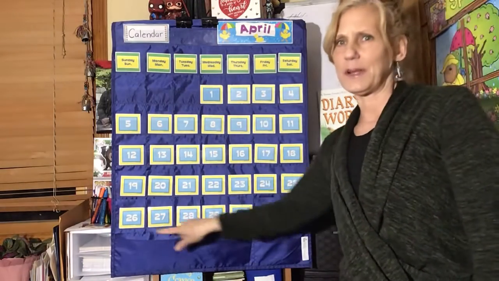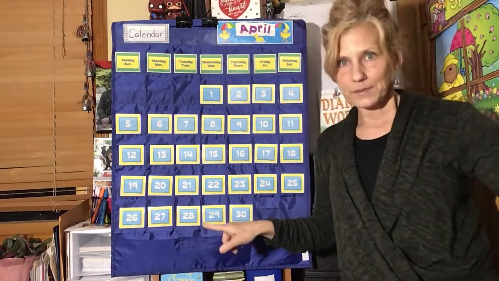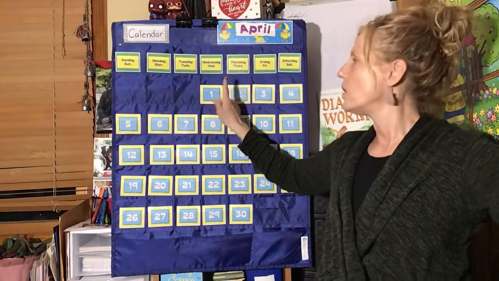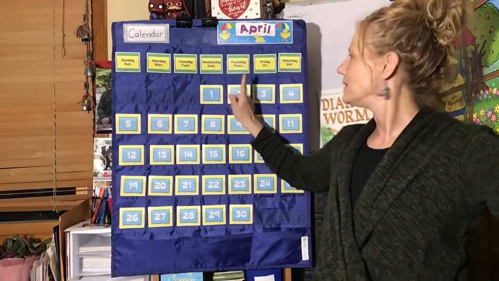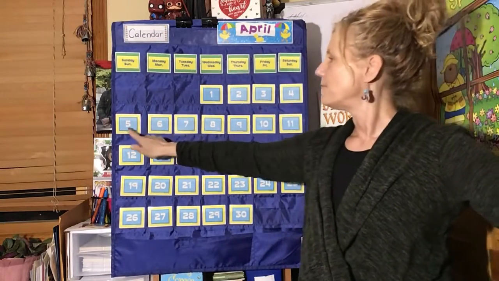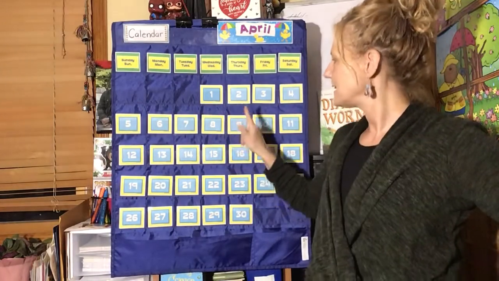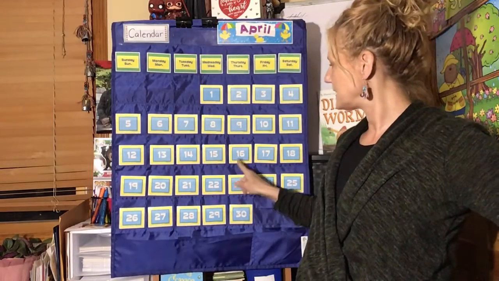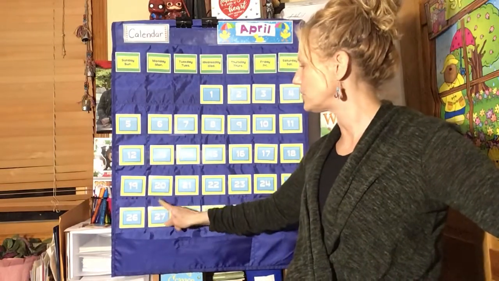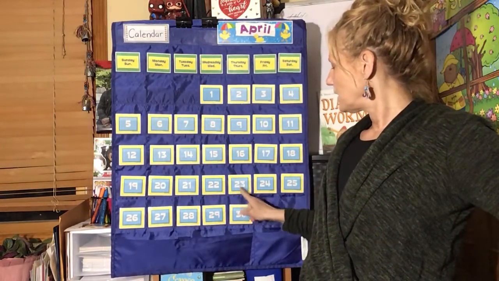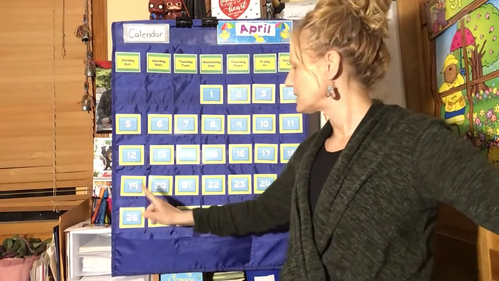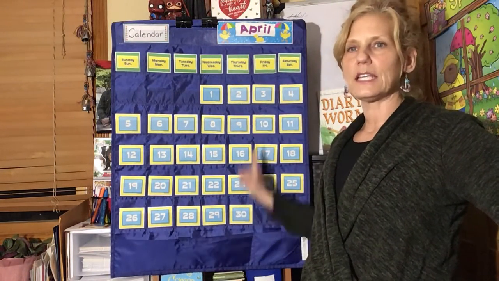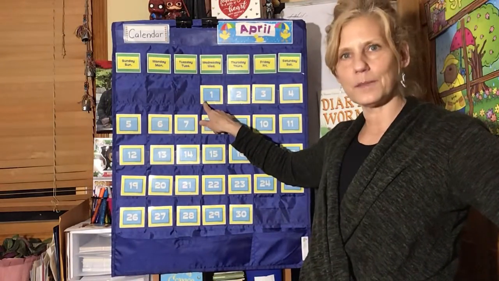Okay? Do you want to count how many days in all in April? Okay, let's count that together. Okay, I'm ducking down so you can see me. Ready? Let's start with the first is 1. Count with me. 1, 2, 3, 4, 5, 6, 7, 8, 9, 10, 11, 12, 13, 14, 15, 16, 17, 18, 19, 20, 21, 22, 23, 24, 25, 26, 27, 28, 29, 30. There are 30 days in all of April, but we're only at number 1.